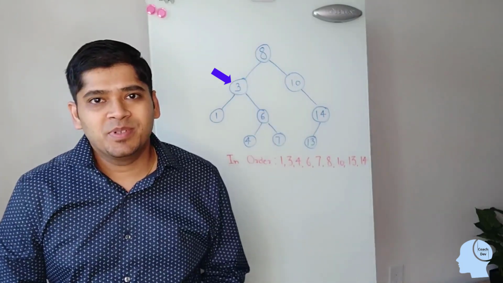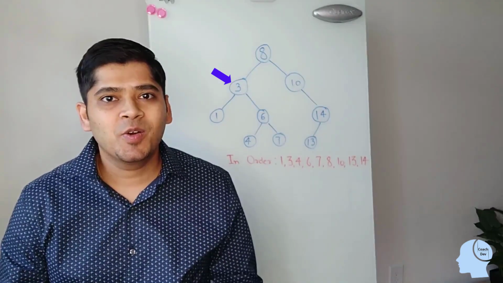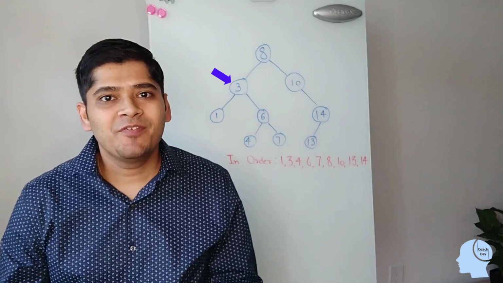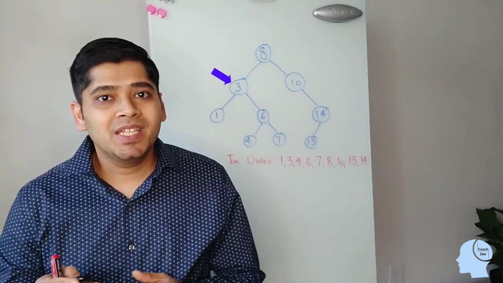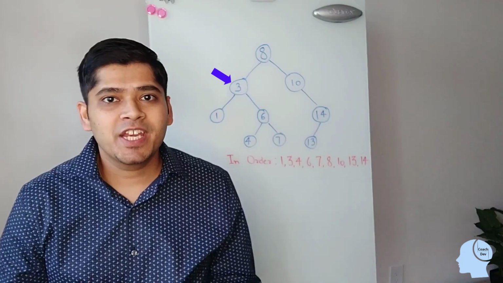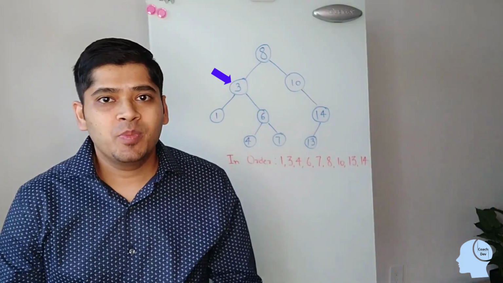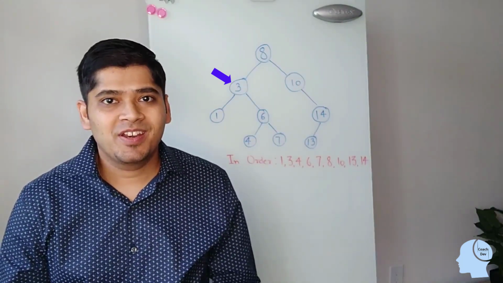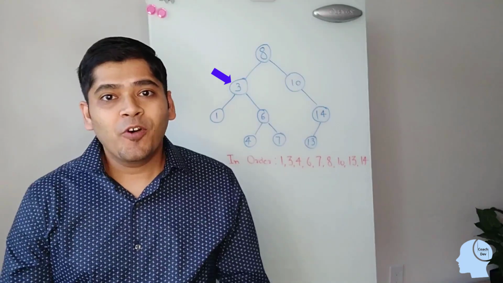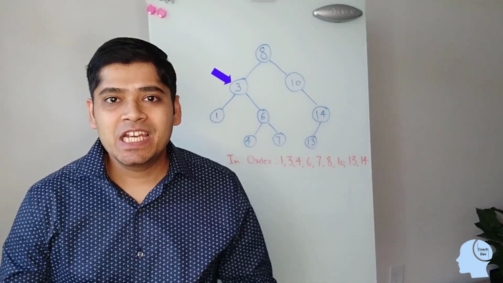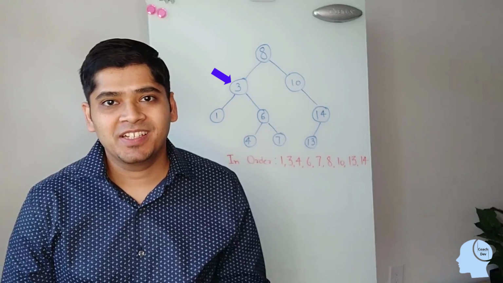So that was simple, isn't it? So if for a given input we have a right subtree, then the leftmost child of the right subtree is going to be our successor node. Next, what if the input node does not have a right subtree?